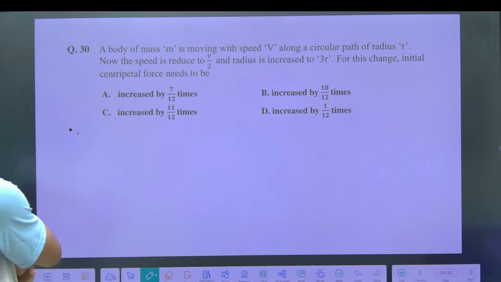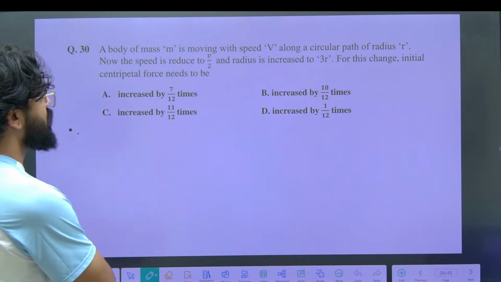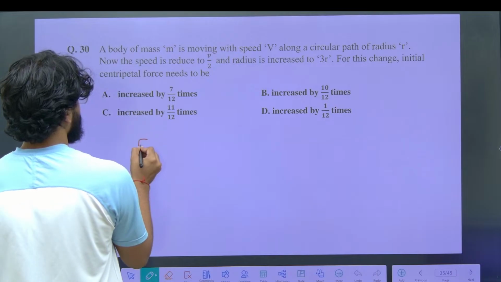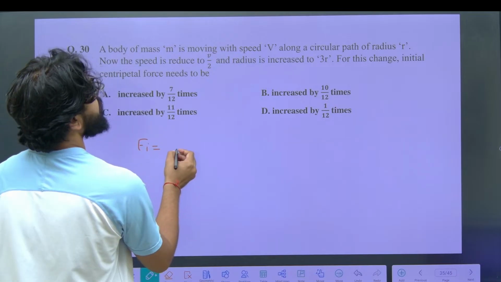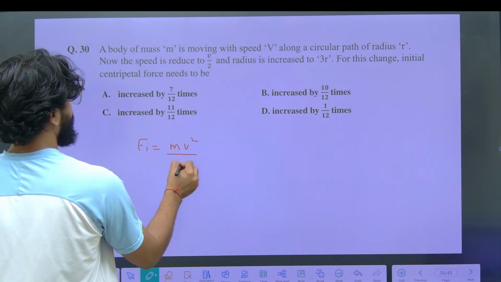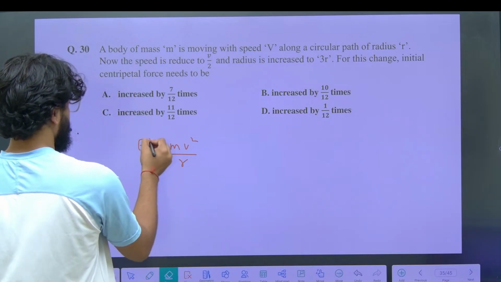Okay, a ball of mass m is moving with speed v along a circular path of radius r. Now the speed is reduced to v by 2 and radius is increased to 3r. For this change, the initial centripetal force needs to be... Okay, so F initial is m v square upon r. Let's write it as F only.